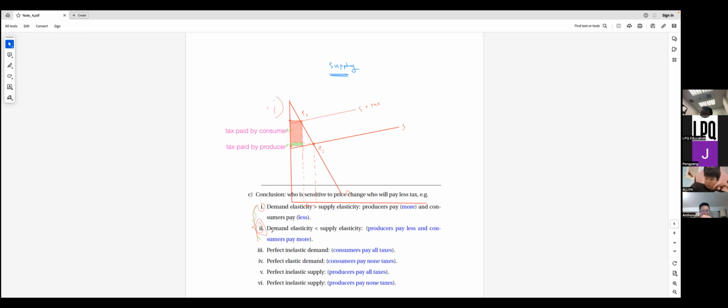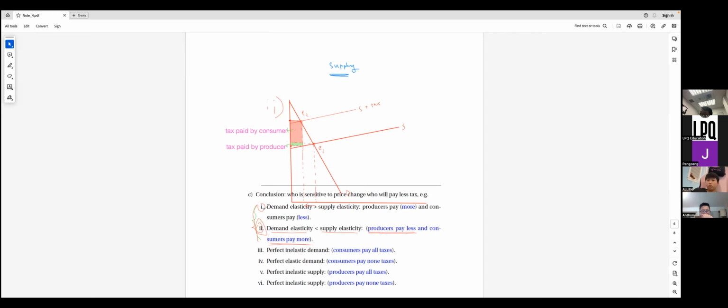So here we did if ES is greater than ED, so your supply curve is a flatter curve. Our conclusion from this graph is that the producers pay less and the consumers pay more. As you can see here, the red area is bigger than the green area. The upper half part of the tax is bigger than the lower half part. So producers pay less and the consumers pay more.